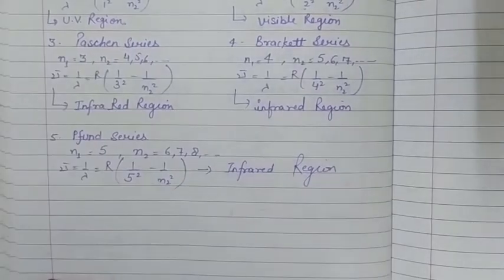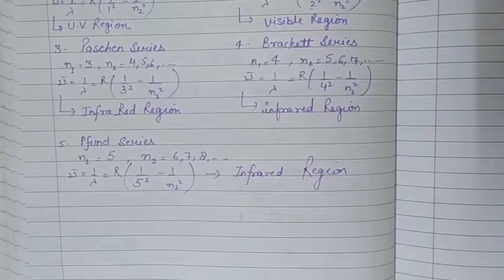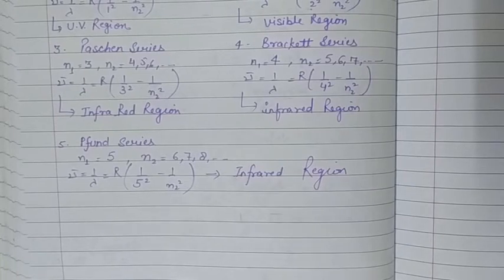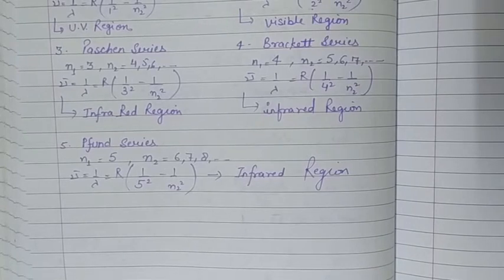So Pfund series also belongs to infrared region. So the most important achievement of Bohr's theory is that it explained the hydrogen spectrum series, जो इससे पहले किसी से भी explain नहीं हुआ था. That was explained by Bohr's theory.